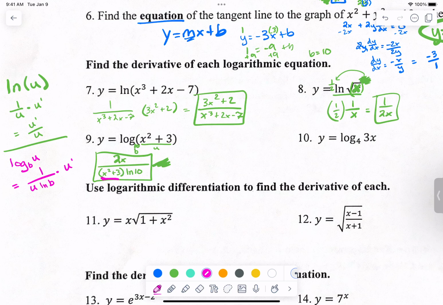Wait, does 3x just become 3? Yes. On the top, yes, but on the bottom you write it as 3x. Okay.